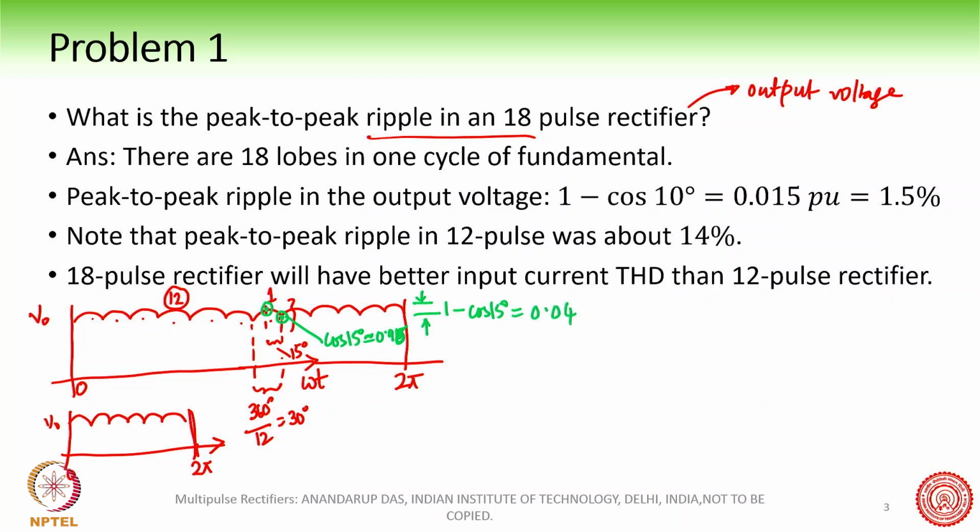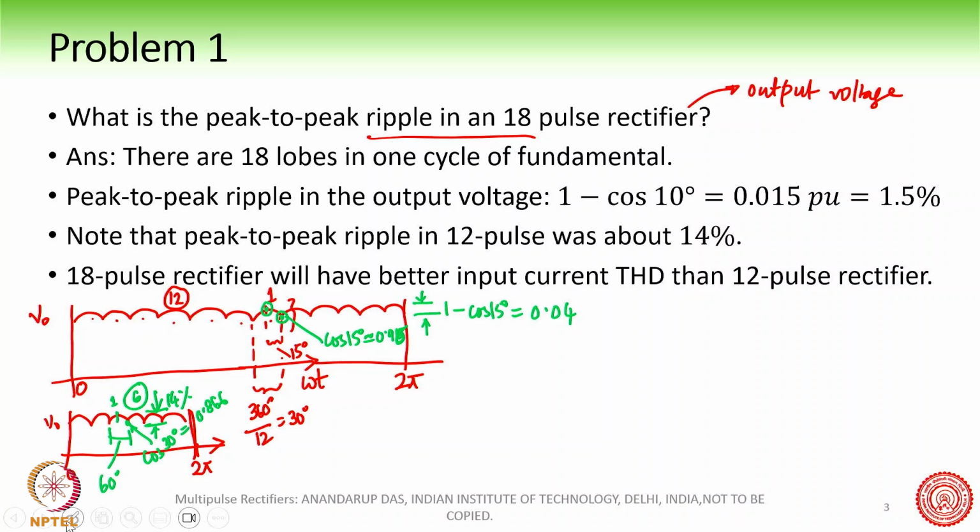Similarly, in a 6 pulse rectifier, this angle is 60 degrees, and if the peak value is 1, the minimum value will be cos 30 degrees, which is 0.866. So the peak to peak ripple here is about 14%. You can see the ripple is decreasing from 14% to 4%, and extrapolating this way, we are getting closer and closer to DC.